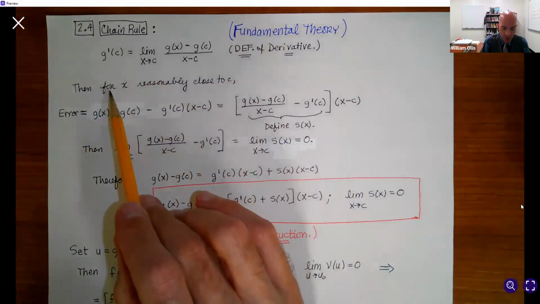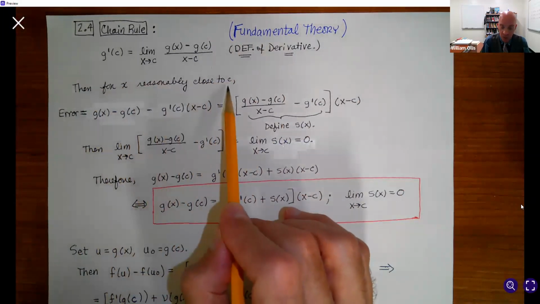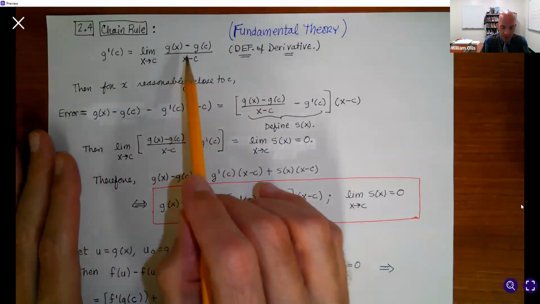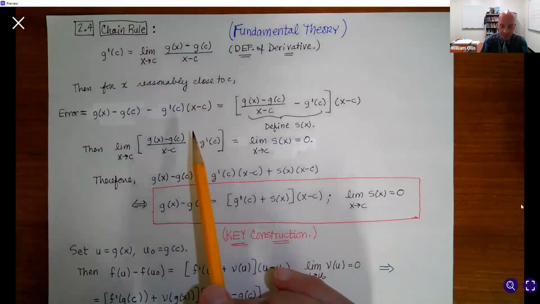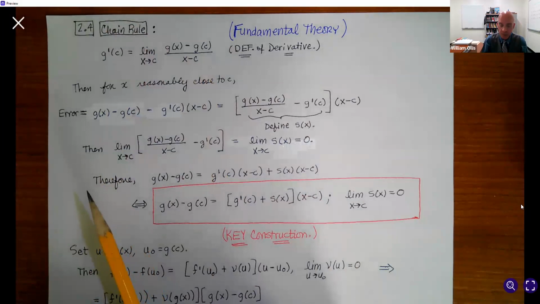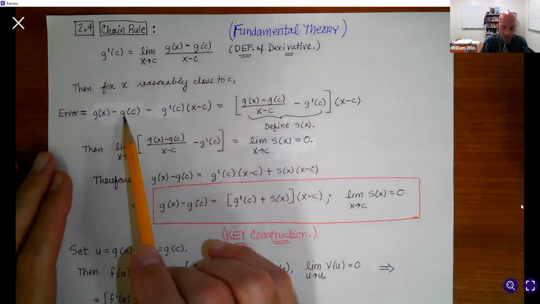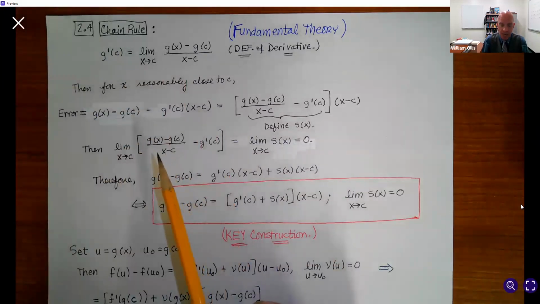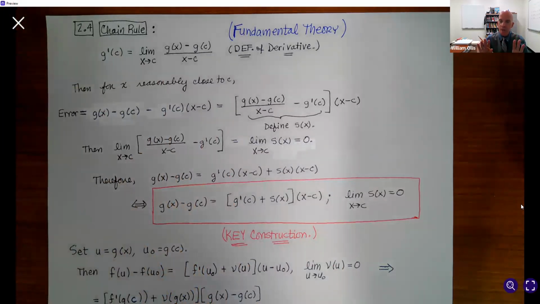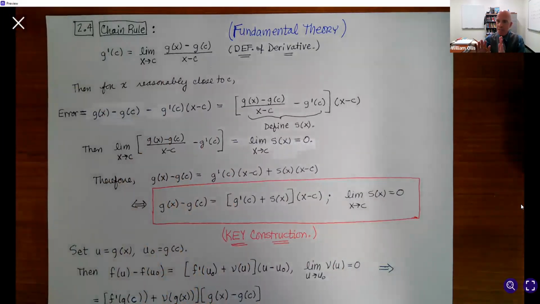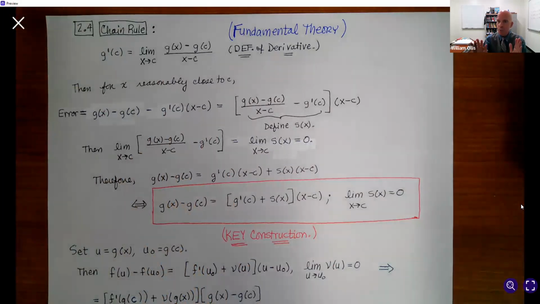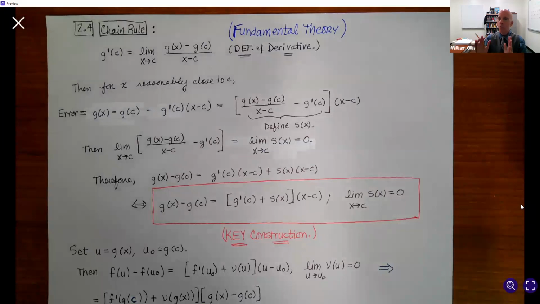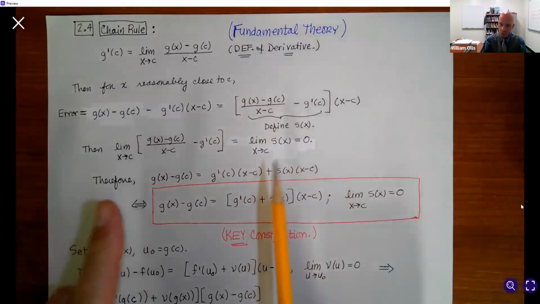So what I've written here, for x reasonably close to c, we can think of removing the limiting process and cross multiplying. When we do that, we have g of x minus g of c minus g prime of c times x minus c. We want to think of that as the error. That is, as we get closer and closer to c in the limit, we produce the derivative. So if we're reasonably close to c, how can we come up with some term that will make up that difference? Well, we can do it this way.